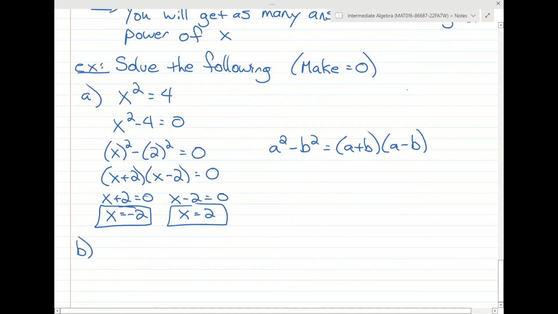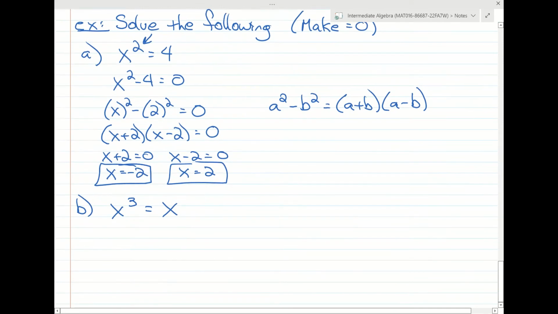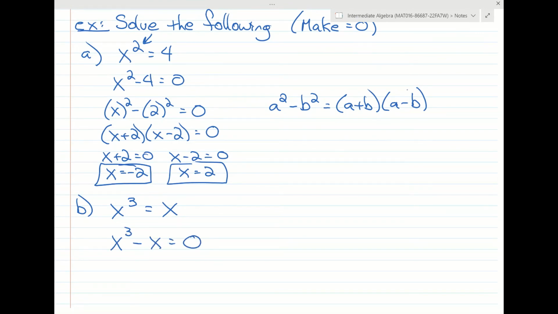So that's that. And you see how it's x to the second? We're supposed to get 2 answers, and we did, right? What if we had x to the third is equal to x? First thing we do is we make it equal to 0. So x to the third minus x is 0. Then remember what we said we want to factor. We'll take out an x, the GCF of x.